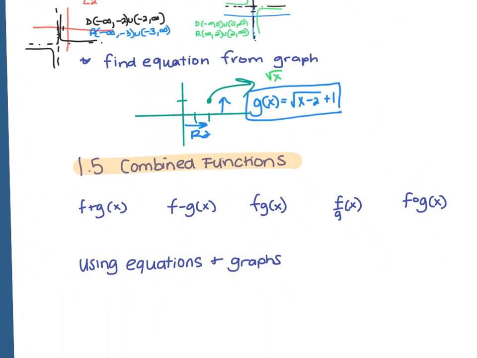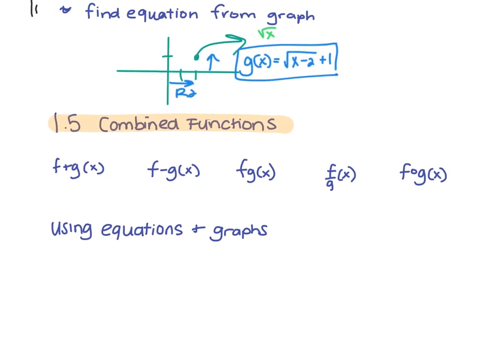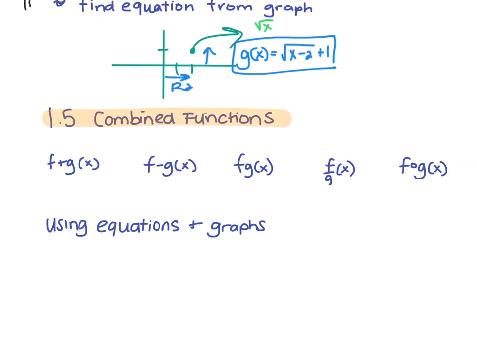1.5 is your combined functions. So all the things that we did in 1.5, we took 2 functions and added them together, then subtracted them, multiplied them, divided them, and then this is your composite function f of g of x. So you can do this with just the expression or the equation. You could do it with values, and you can also do it with the graphs.